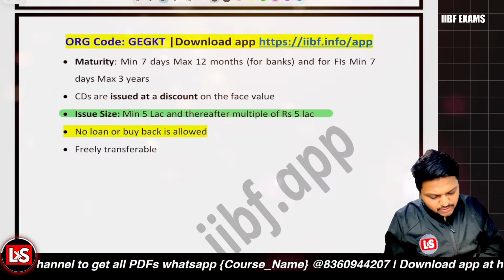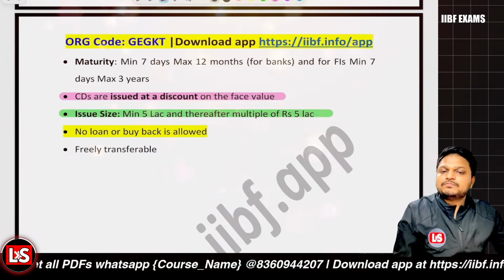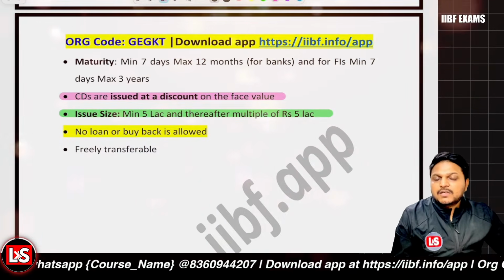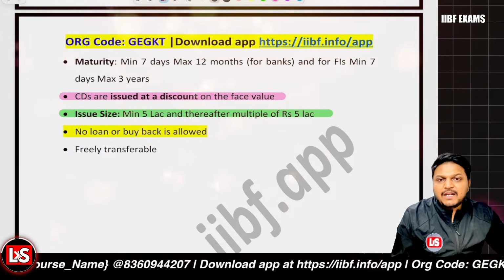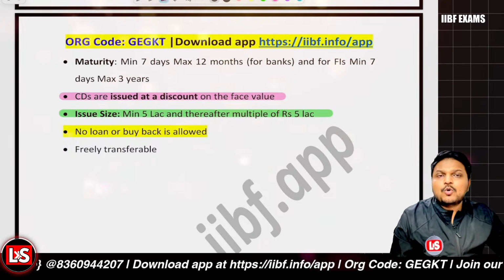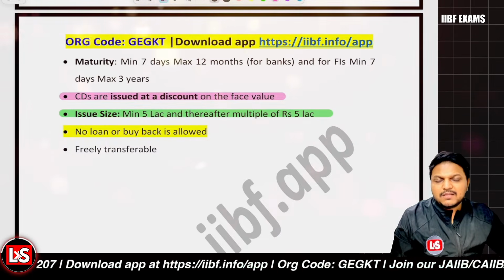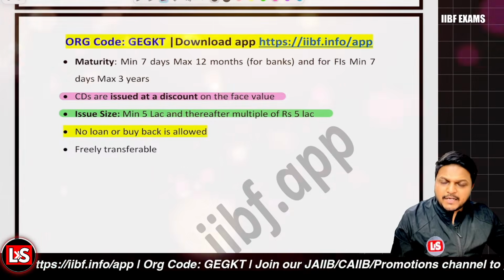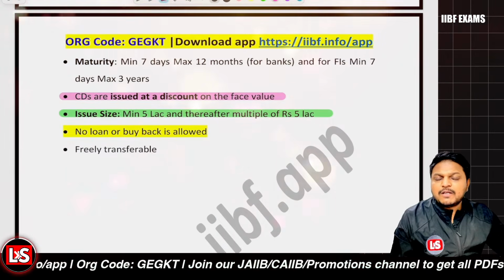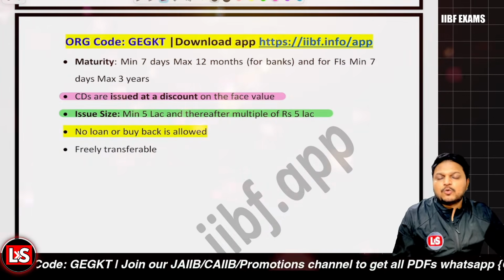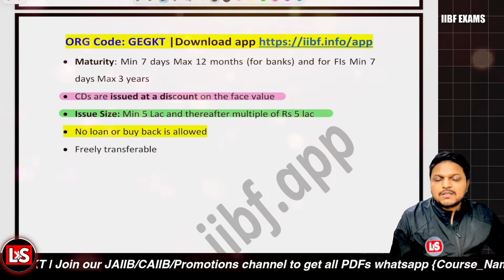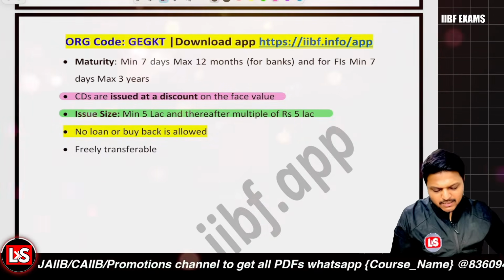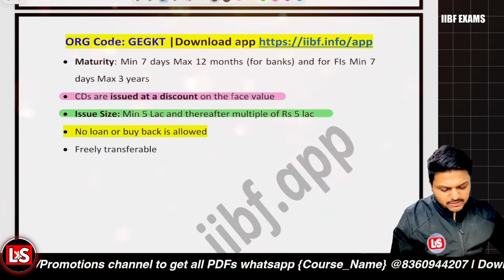And these are issued at a discount. These are freely transferable. No loan is allowed. No buyback is allowed. Like in the case of the commercial paper, the buyback was allowed after 30 days, but in the case of certificate of deposit, the buyback is not allowed. Clear with it? So that's about the certificate of deposits.